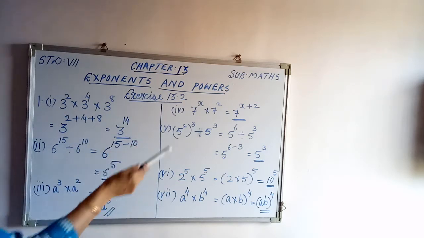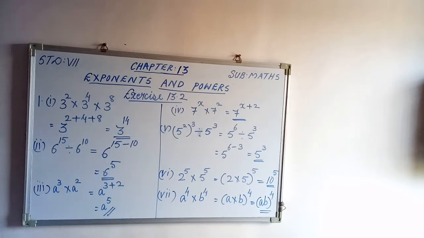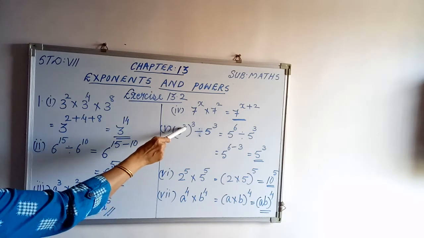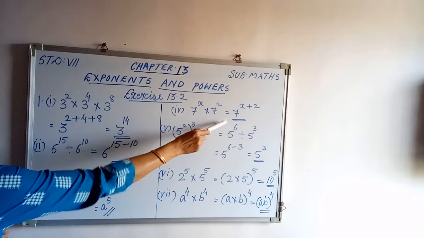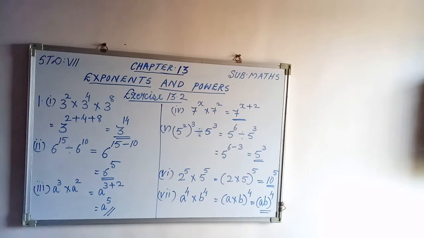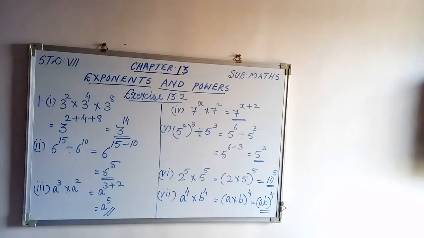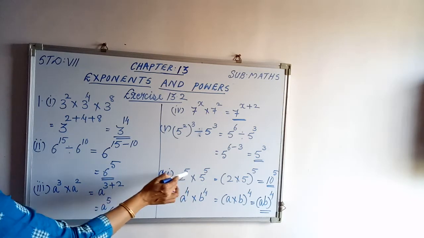Fifth one, see, 5 raised to the power 2, the whole raised to the power 3, divided by 5 raised to the power 3. Here you can write which law? a raised to the power m, the whole raised to the power n. That is a raised to m into n. Same way, 5 raised to the power 2 into 3, that is 5 raised to the power 6 divided by 5 raised to the power 3. Here we can use a raised to the power m divided by a raised to the power n, a raised to m minus n. So here 5 raised to the power 6 minus 3, that's equal to 5 raised to the power 3.